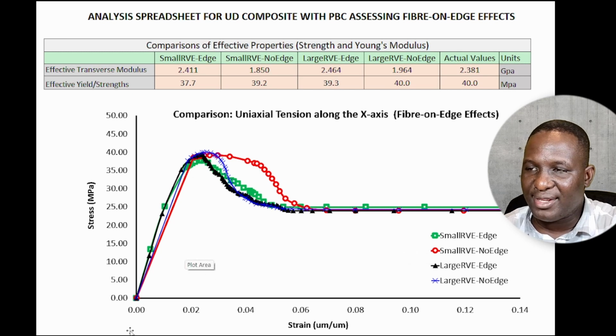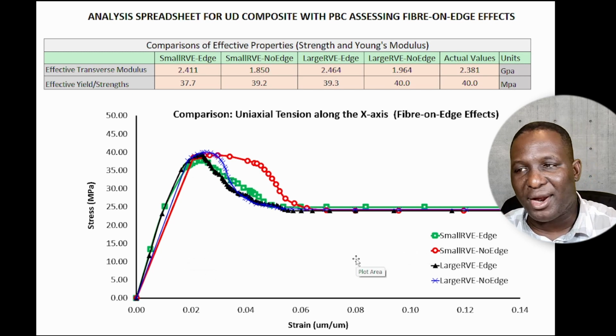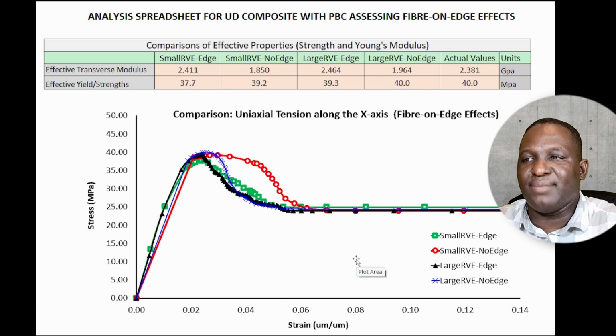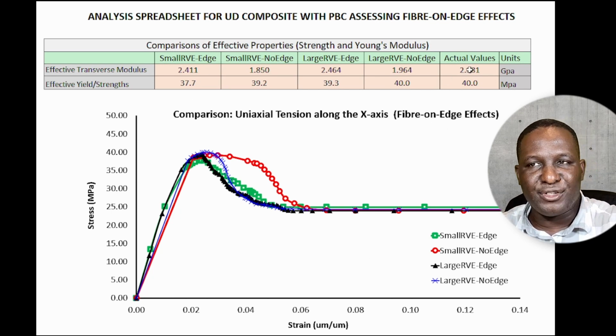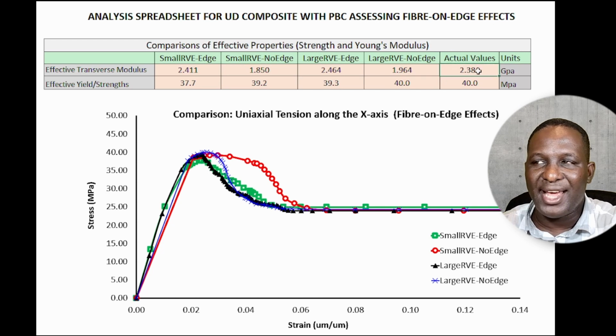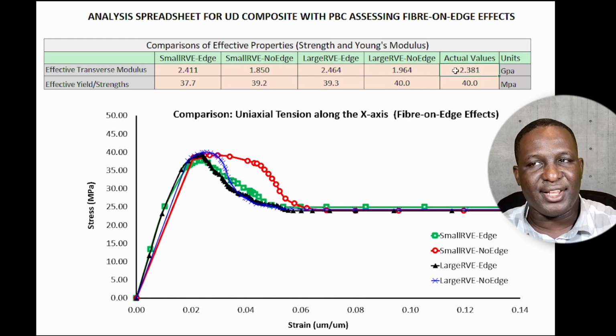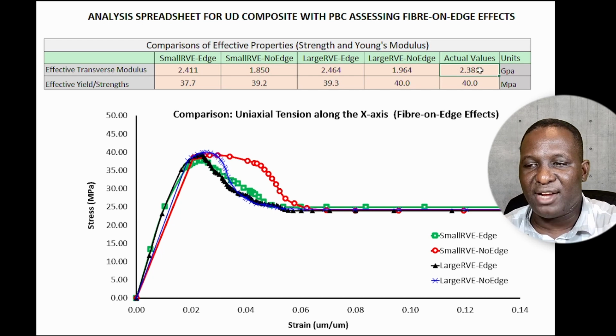And you could see, okay, the stress-strain plot is comparable, they look alike. But what really is important is when you start looking at the numbers that you see here. So what I've also done is calculate what the actual transverse modulus would be based on the volume fraction of the fiber and the matrix and their Young's moduli. There is a calculation here.